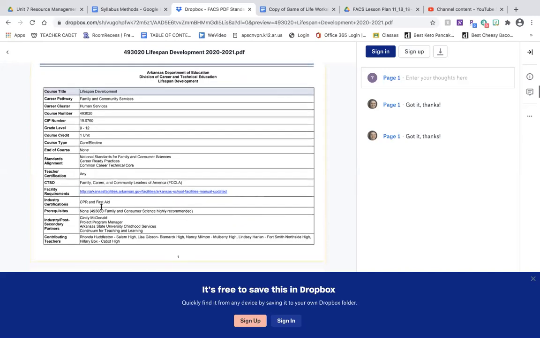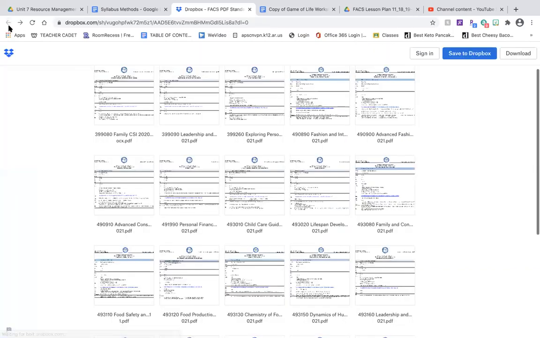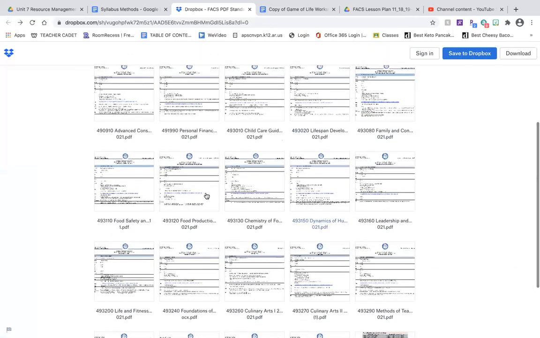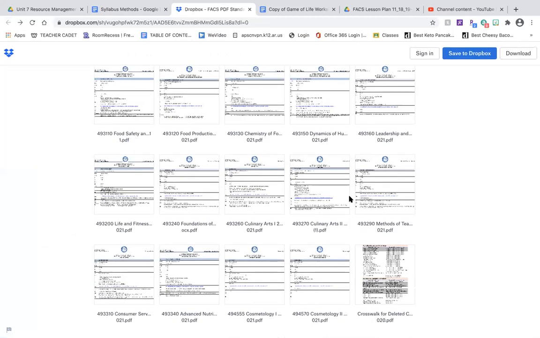Their suggested certifications are CPR and first aid, which, if you're working with children, makes sense that you would want your daycare worker or nanny or a preschool teacher to know CPR and first aid. I've been to CPR and first aid training just as a teacher. Let me show you another one that I actually offer.